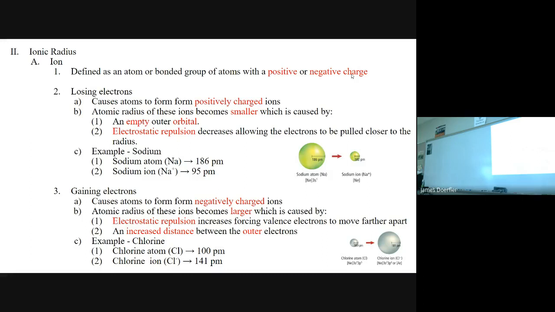And so when you do this, you increase your distance from the nucleus. The protons aren't going to be able to have as much effect on you because now the electrons are actually going to outnumber the protons. And so chlorine, which is a non-metal, forms negatively charged ions, whereas metals form positively charged ions. A neutral chlorine atom has an atomic radius of 100 picometers, whereas the chlorine ion, by simply adding one electron, has an atomic radius of 141 picometers.